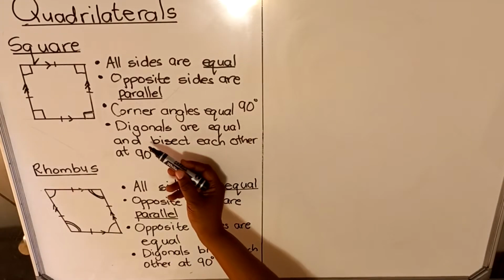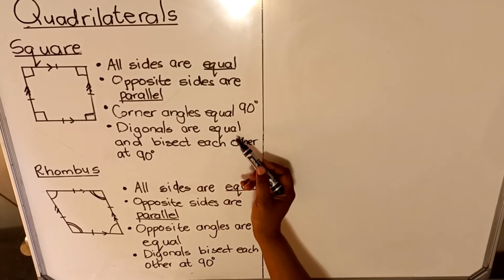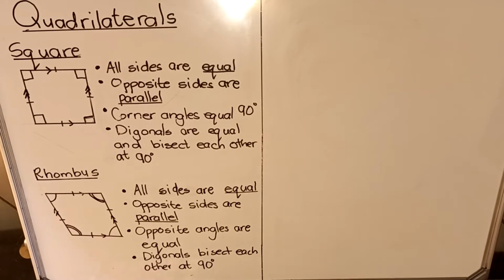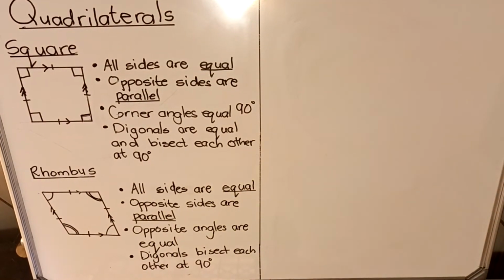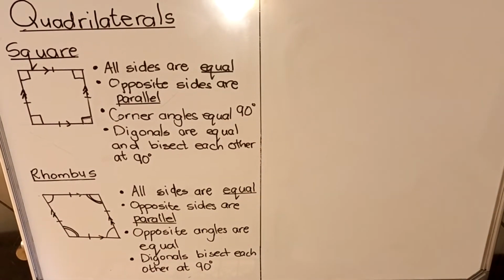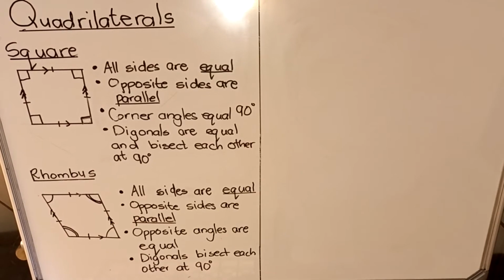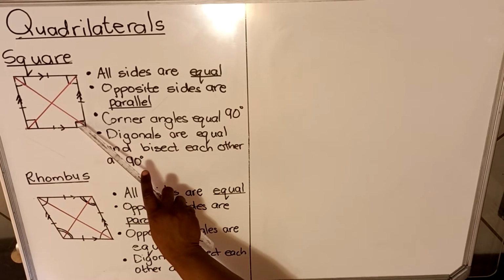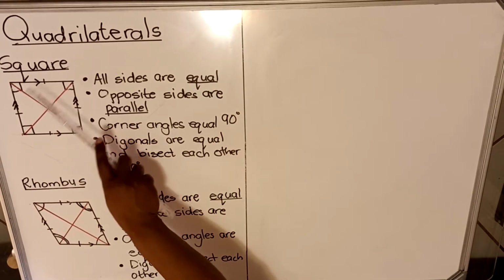Now, here they say diagonals are equal and bisect each other at 90. What is a diagonal? A diagonal is a line that crosses the shape, cuts the shape into 2. Let me draw one. You see, this line that crosses the shape like that is called a diagonal. That one is a diagonal. So a square has 2 diagonals.